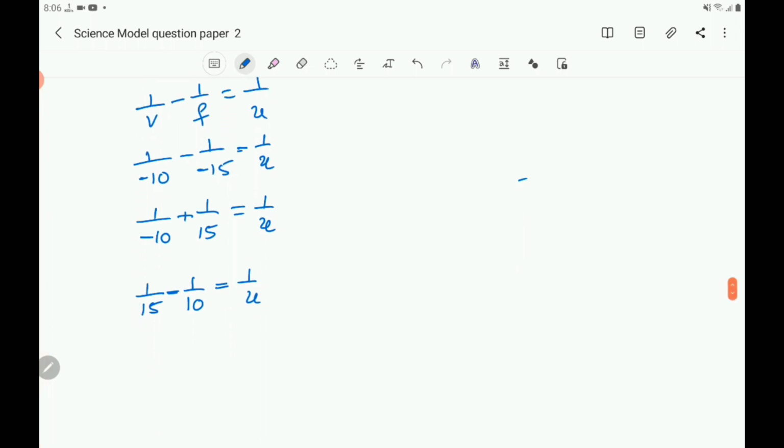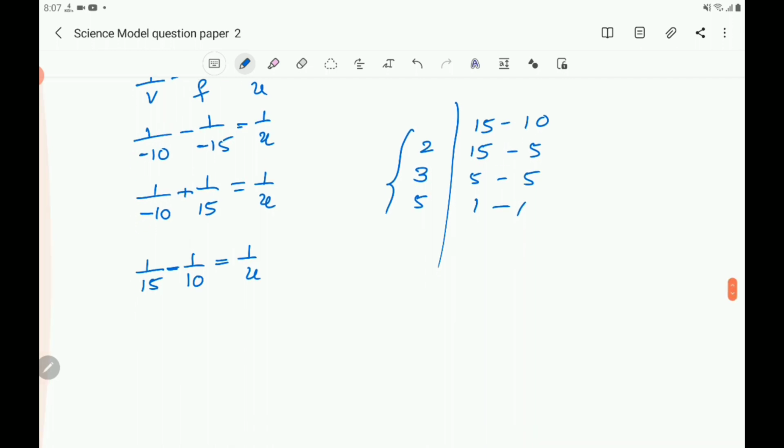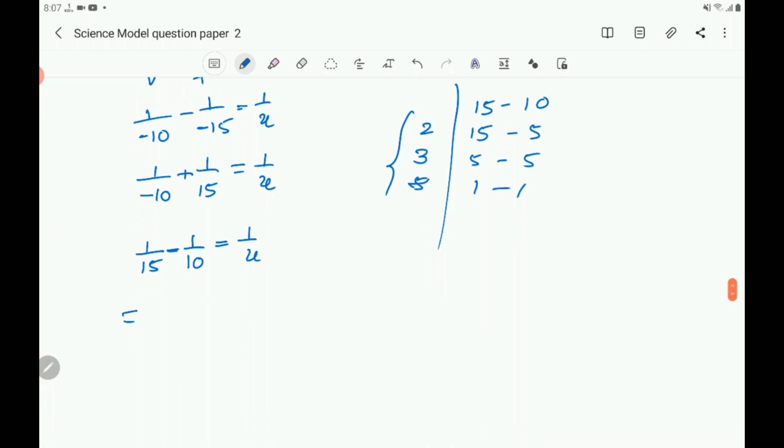Then you take the LCM of 15 and 10. The first prime number is 2, so you divide by 2. Write 15 as it is, 2 fives are 10. The next prime number is 3, 3 fives are 15. 5 you write as it is, then 5 ones are 5. So the product of these becomes 30: 2 into 3 into 5 is 30. So the LCM of 15 and 10 is 30.